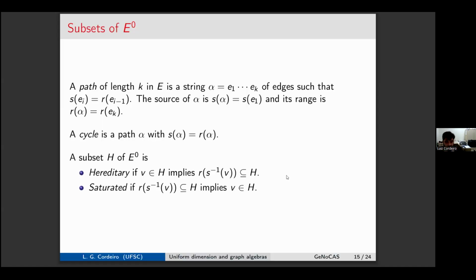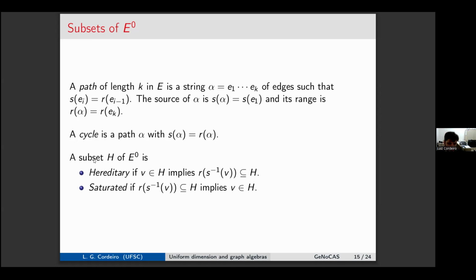And then I'll need to add some terminology for subsets of the vertex space of the graph E. A path is just a sequence of edges which meet source to range. The source of a path is the source of the first edge. The range of a path is the range of the last edge. So I'm reading paths left to right. And a cycle is a path which has the same source and range.